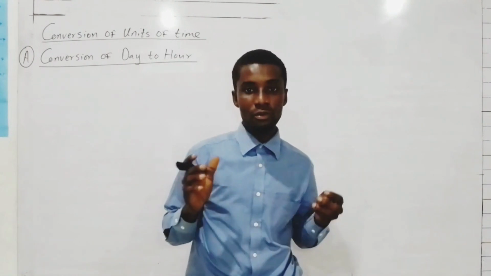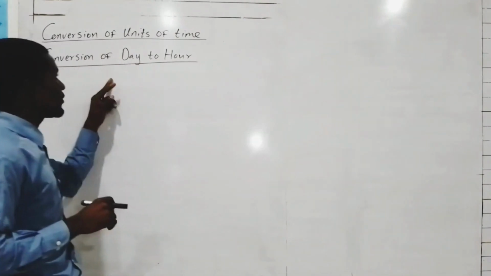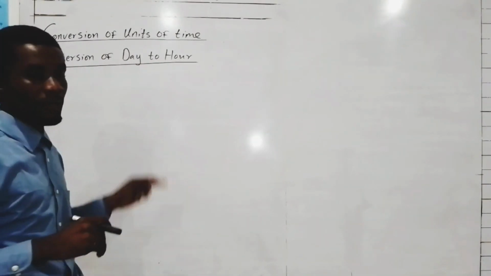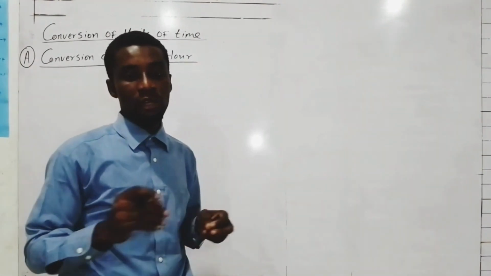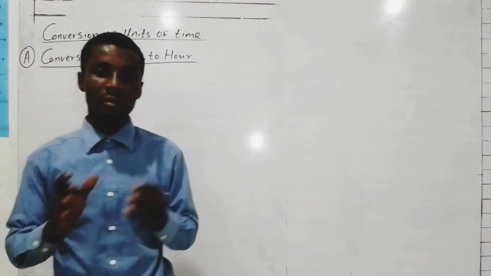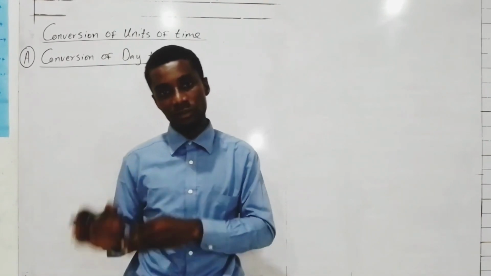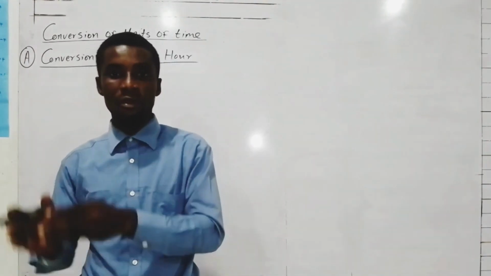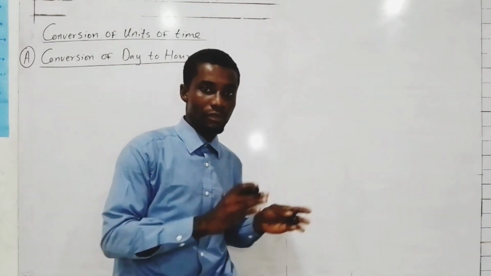So today we are going to continue on our conversion of unit of time. But today we are going to convert from day to hour. Before we convert, let's quickly recall the conversion rule. The conversion rule says that when converting from large unit to small unit, you multiply by the unit value given to you. And when converting from small unit to large unit, you divide by the unit value given to you.